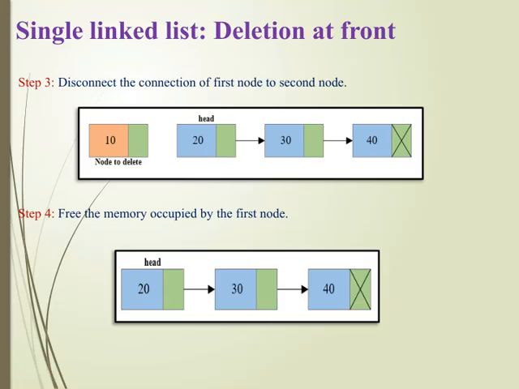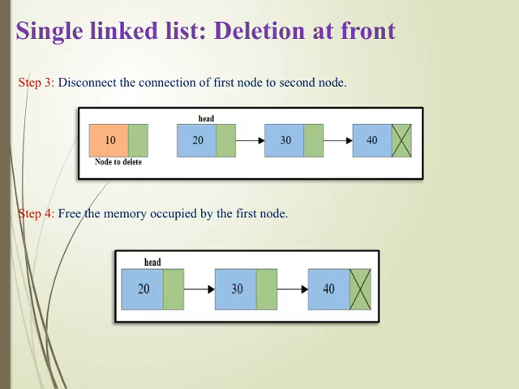Now, moving on to step 3, we need to disconnect the connection of the first node from the second node. Essentially, we're updating the pointer of the first node so it no longer points to the second node, which is a crucial step in deleting the first node from a singly linked list.